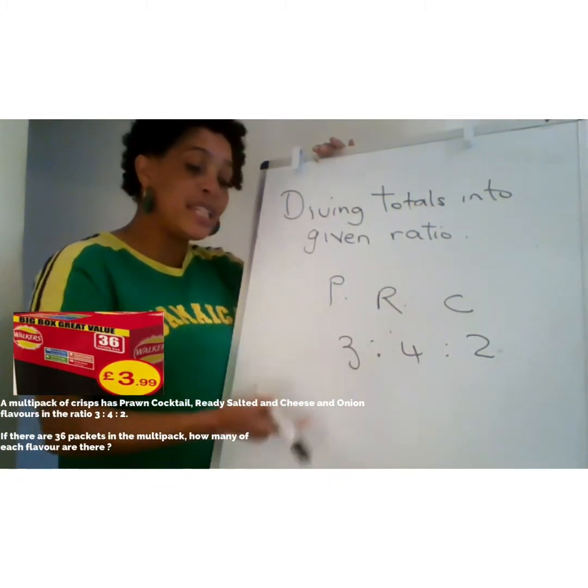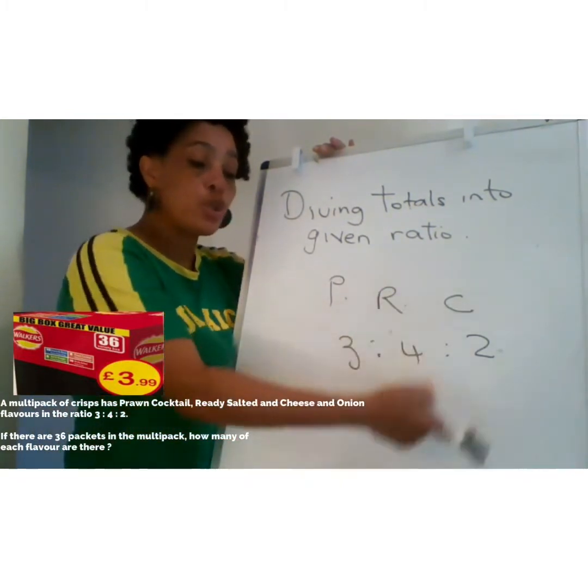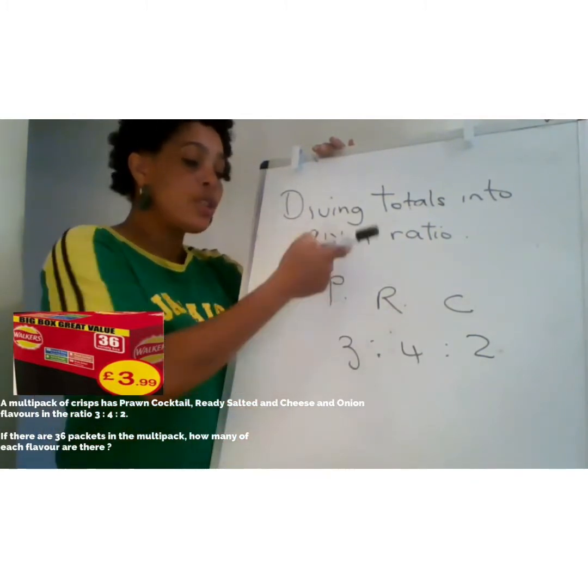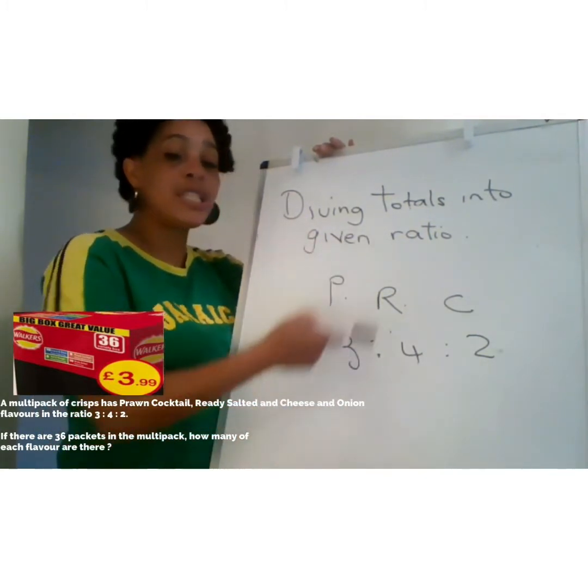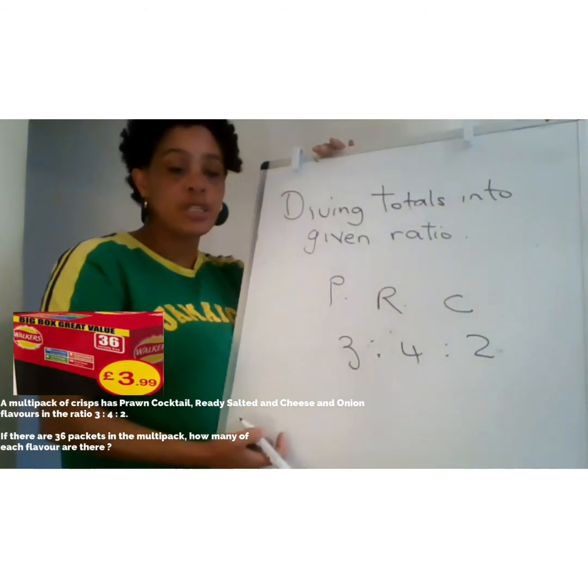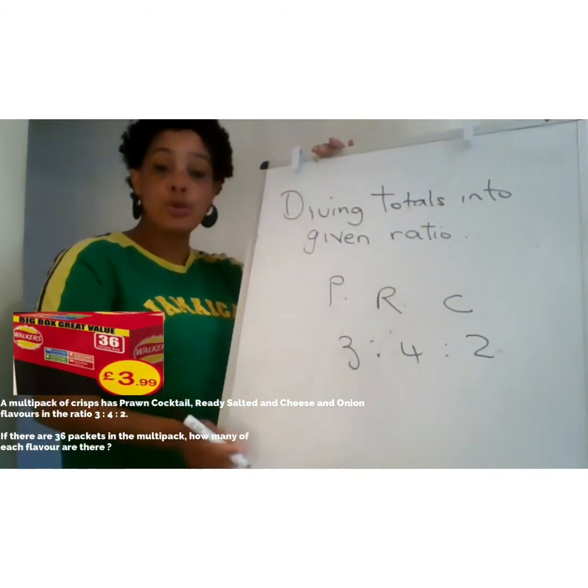And the question is, if the ratio is 3 to 4 to 2, how many prawn cocktails are in there? How many ready salted are in there? And how many cheese and onions are in there? Now let's look at how we could work this.